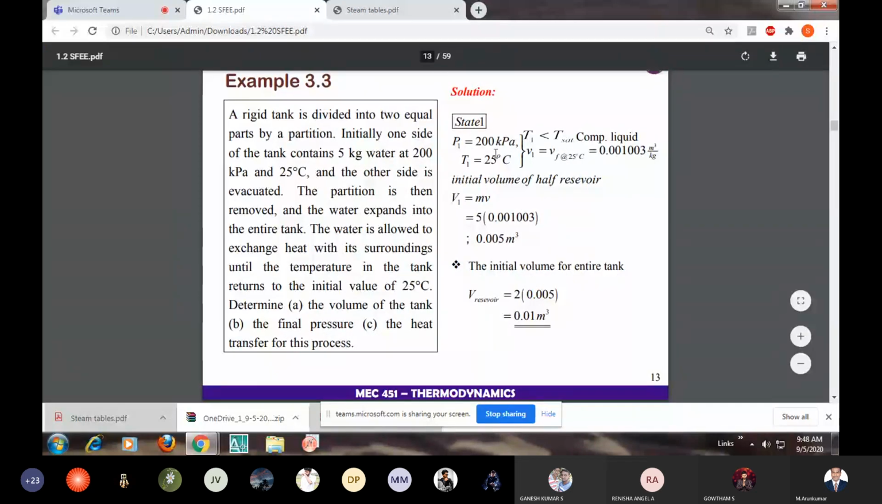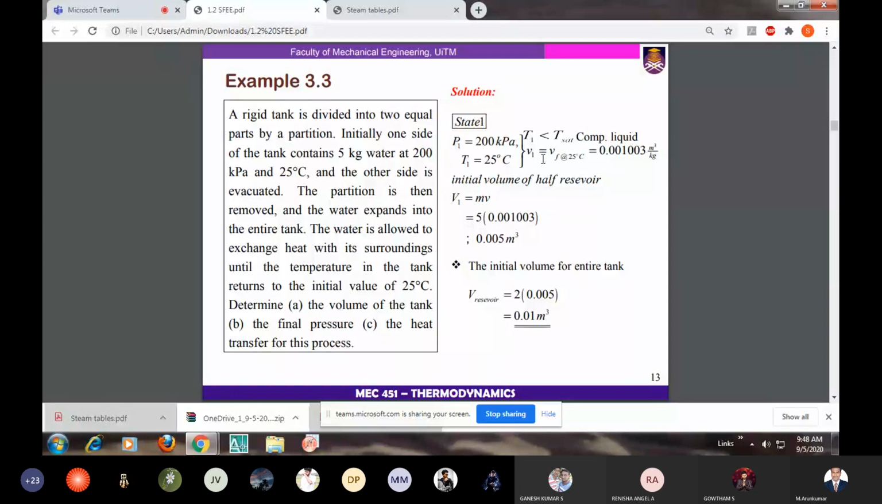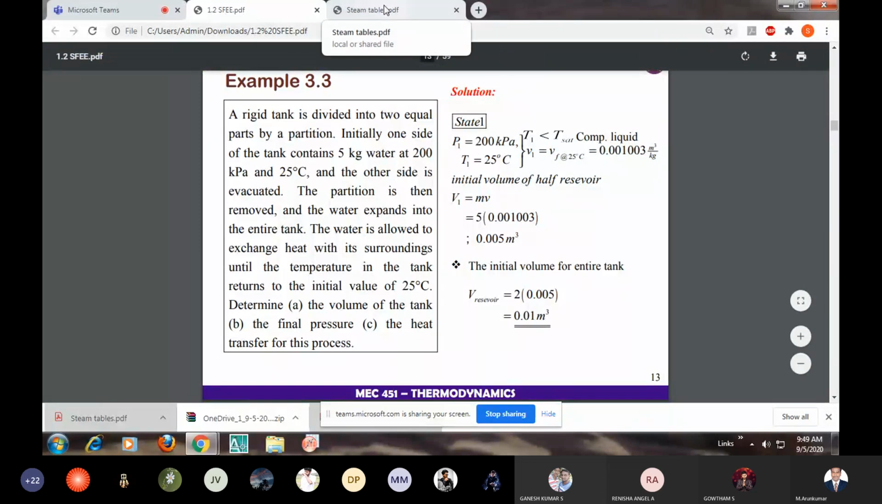So this temperature T1 is less than T saturation. So here they already gave the temperature, 25 degrees Celsius. So V1 will be equal to Vf. Just we have to compare these two values. If T1 is less than T saturation, then we can directly take the value V1 as Vf. So from this table, we can take the value Vf.